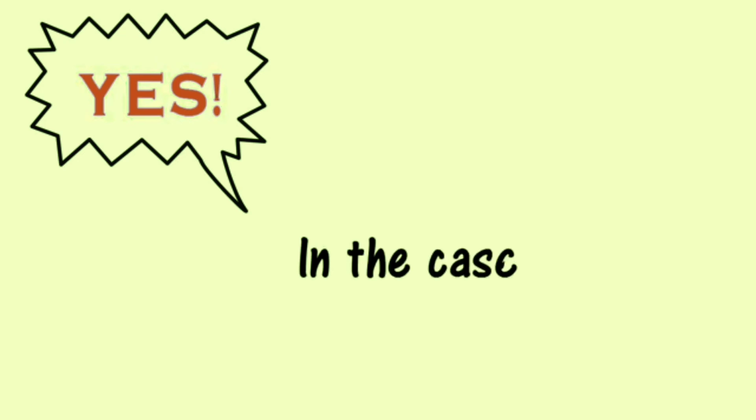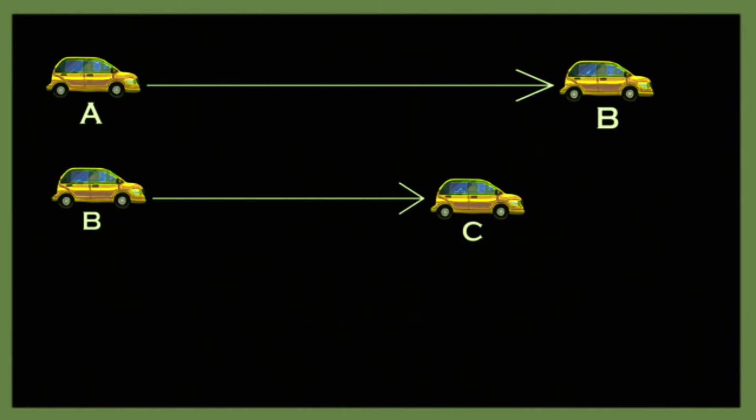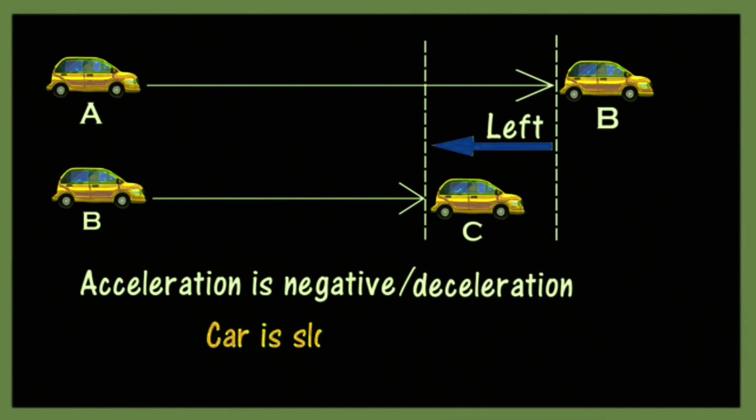And yes, in the case if a car is standing at point A and it is moving to the point B, and from point B the car is moving to the point C, but the speed of the car is decreasing. So here the change in velocity is towards the left, acceleration is negative, the car is slowing down, acceleration is deceleration. So this is yes. So there are possibilities. Maybe deceleration means the car is slowing down, or maybe deceleration means the car is speeding up.